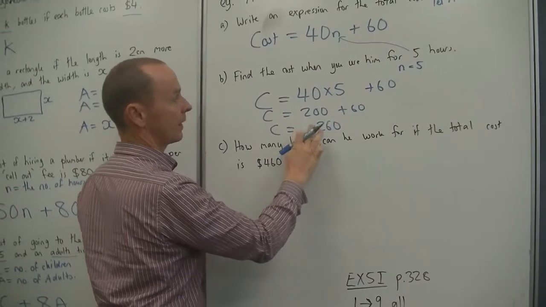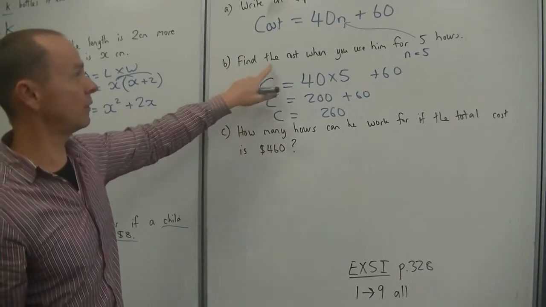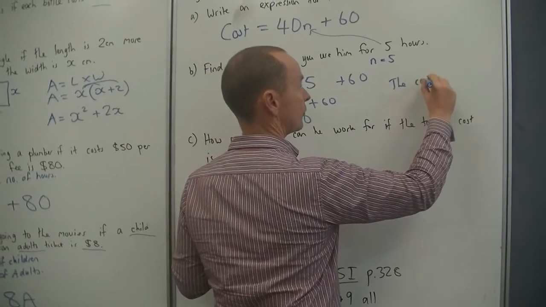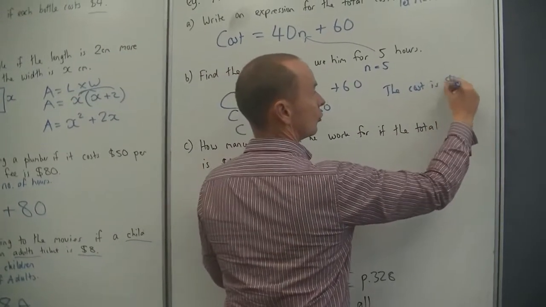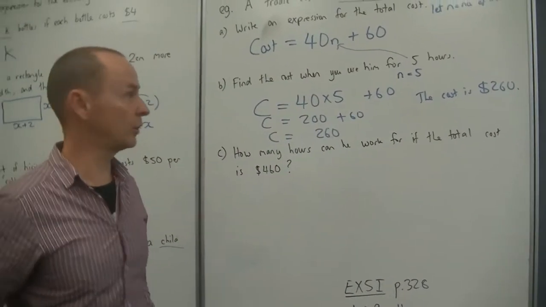You don't need a dollar sign there. The cost is $260, but really you should write it in words. Find the cost when using for 5 hours. You'd say here, the cost is $260. Make sure you use units for that, or else you'll lose a mark for no units.